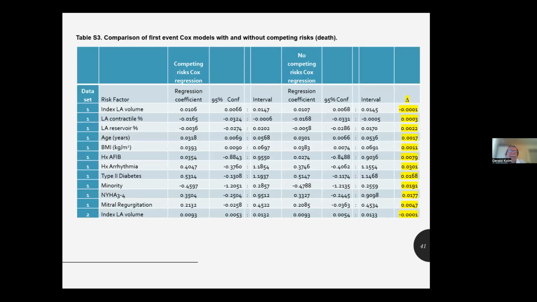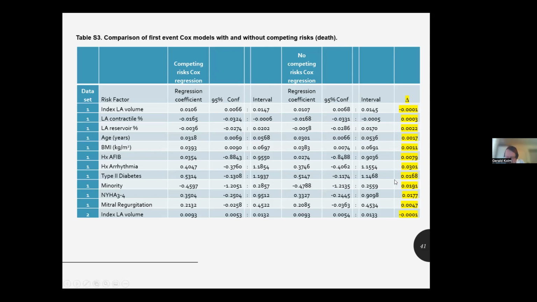And so the next thing was to compare the competing risk model with the no competing risk model, or just censoring at the time of death, or censoring when they died. And it turns out the regression coefficients were essentially the same. This is just for one of the data sets. I did this for all 10 of them. And you can see that the differences in the regression coefficients that we estimated were pretty small.